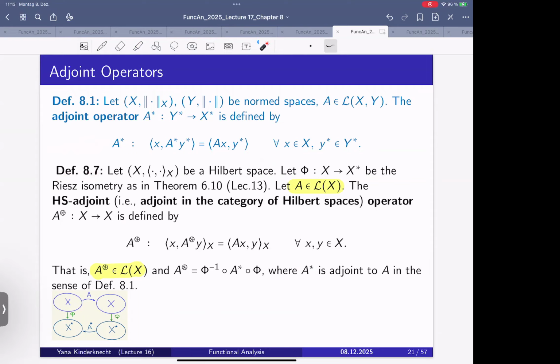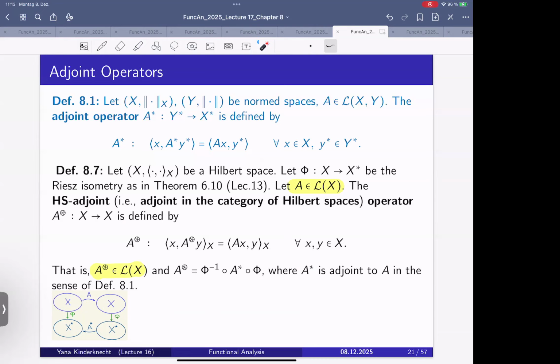And we define kind of a new adjoint operator. We should distinguish somehow this guy from this guy. That's why we call it the adjoint in the category of Hilbert spaces. And so the difference is as I have specified. So A star is acting on this level, and this specific A star is lifted to the same level where A acts using Riesz isometry. Okay?